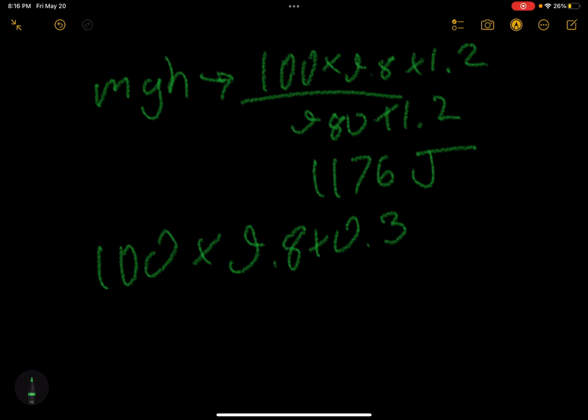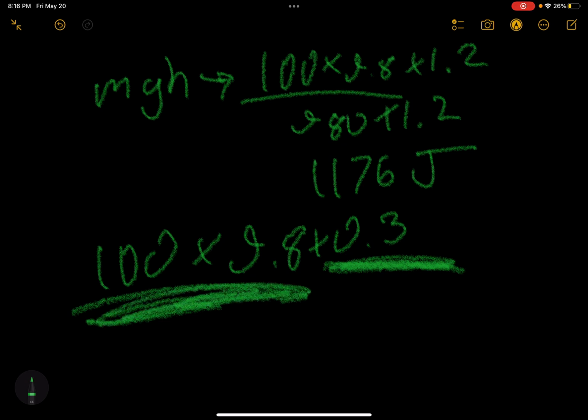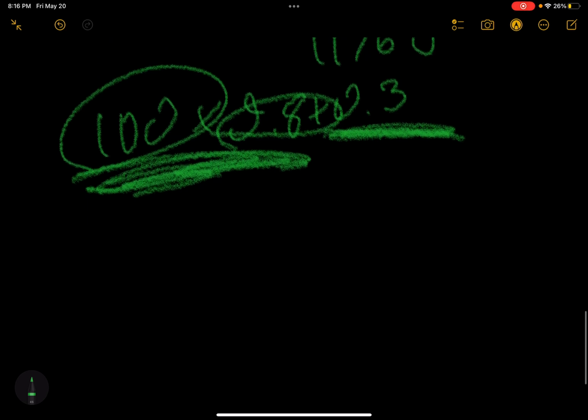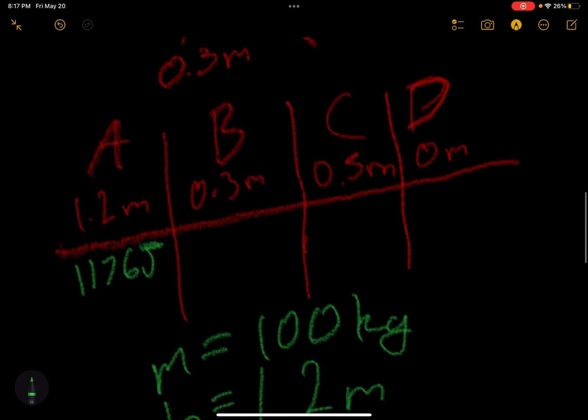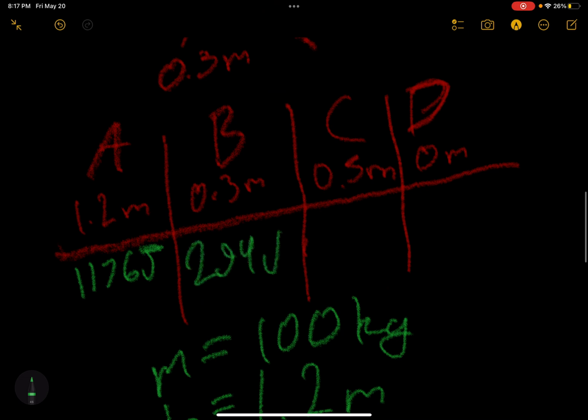The only thing that will change in your formula is just right here. This will not change. Once you identify these variables, this will never change. It could change if you have 2 G's, 3 G's, 4 G's, but we're currently in just 1 G. This can change if your mass changes. This can be easily simplified into 980, like we did, times 0.3. 980 times 0.3 equals 294. That means B is 294 joules.